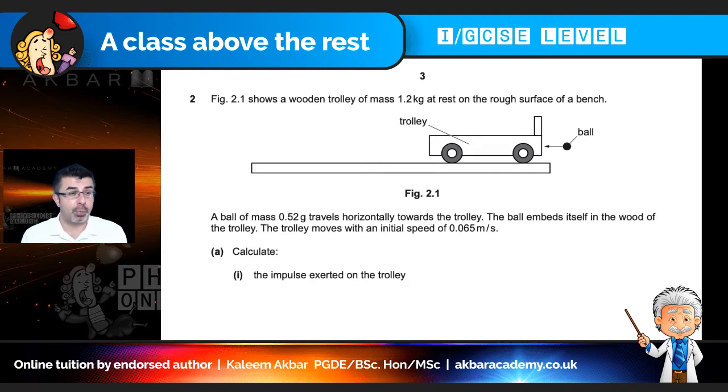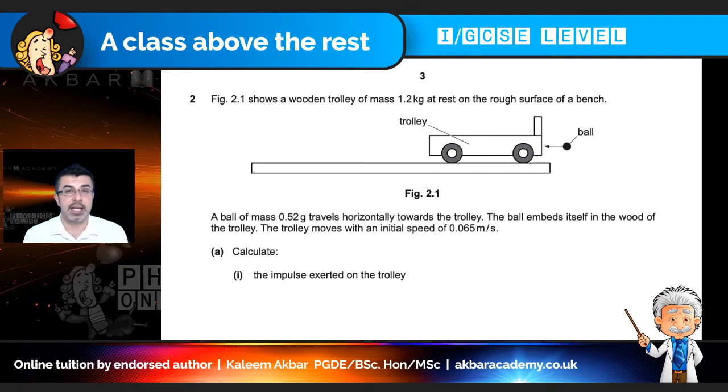Figure 2.1 shows a wooden trolley of mass 1.2 kilograms at rest on the rough surface of a bench. A ball of mass 0.52 grams travels horizontally towards the trolley. The ball embeds itself in the wood of the trolley. The trolley moves off with an initial speed of 0.065 meters per second. The first question says, calculate the impulse exerted on the trolley.